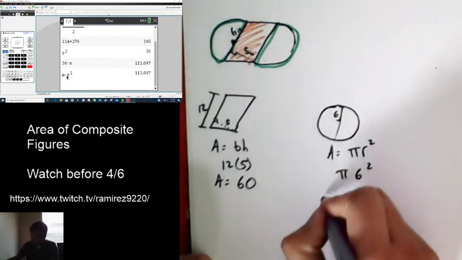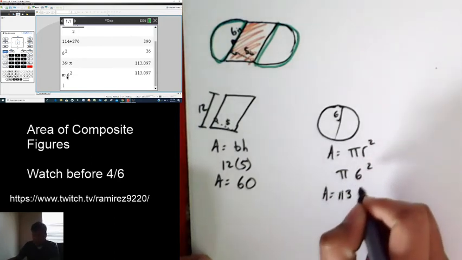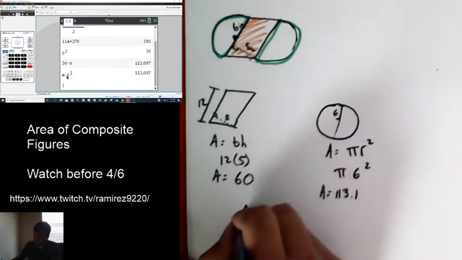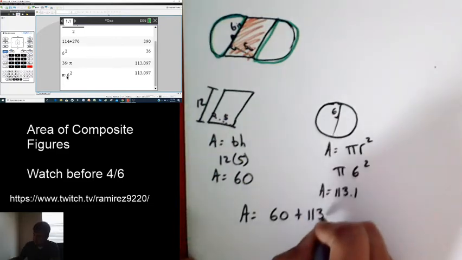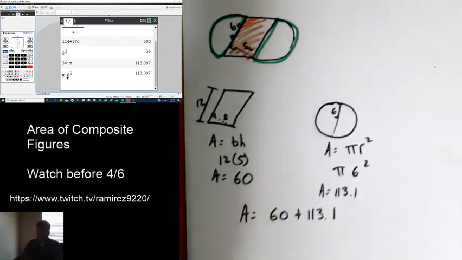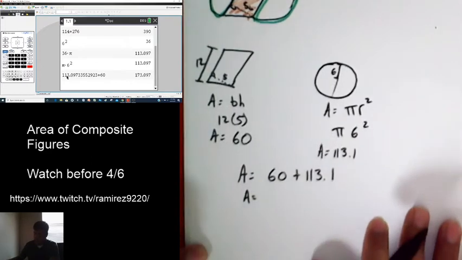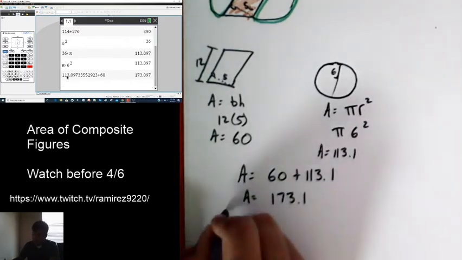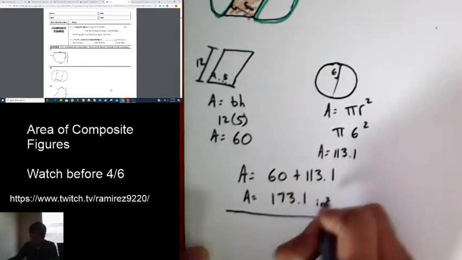So the area on this piece, it's 113. I'm going to go ahead and round to the nearest tenth. And now if I want to find the total area, it would be 60 plus 113.1. So I just have to add them together. So the total area is 173.1. And again, the units, let's not forget those units, inches squared.